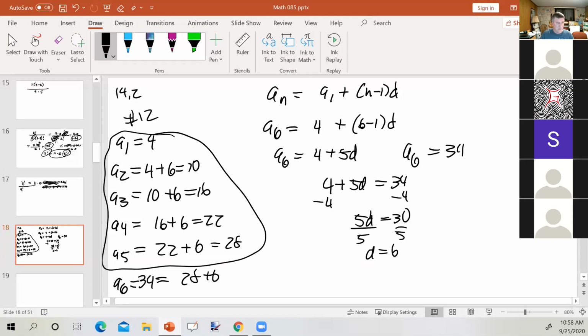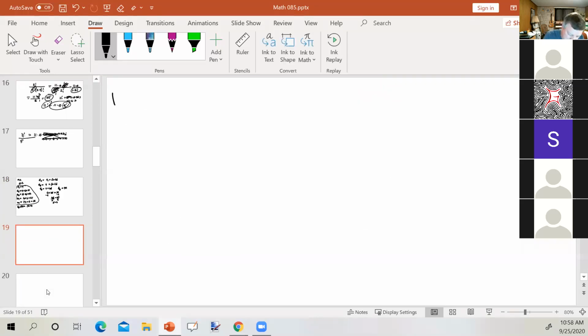Okay, and if you look on the multiple choice, one of the given answers has 4, 10, 16, 22, and 28. Any questions there? All right, I've got 2 more examples and then we're going to go on. This is number 13. Write the first 5 terms of the arithmetic sequence with the following properties. The first term is -3 and the 6th term is -33.